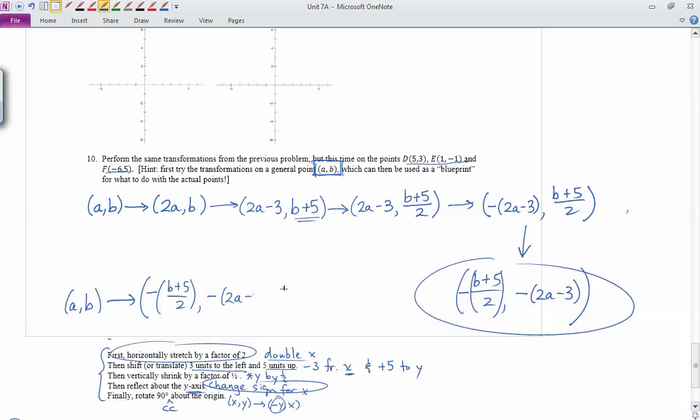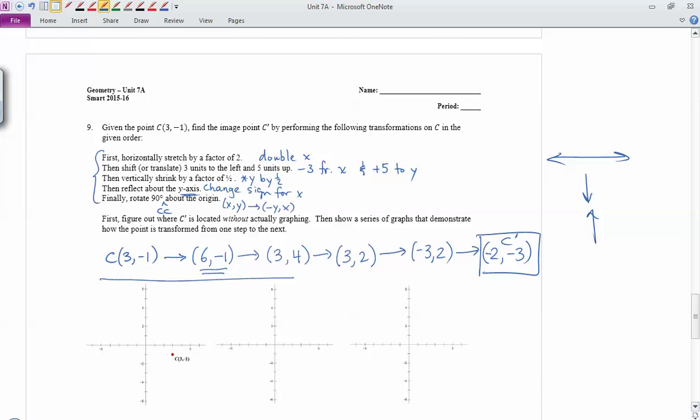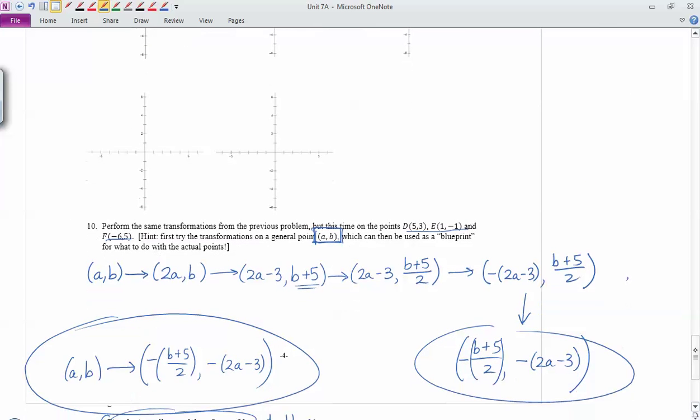And so the reason this is good is if you had to do this process for like 6 points or 5 points, a bunch of points, it's somewhat annoying to go through it every single time with every point. But if you do it one time with this general point that has no specific numbers, you get a formula that you can just plug those numbers into and you're done.